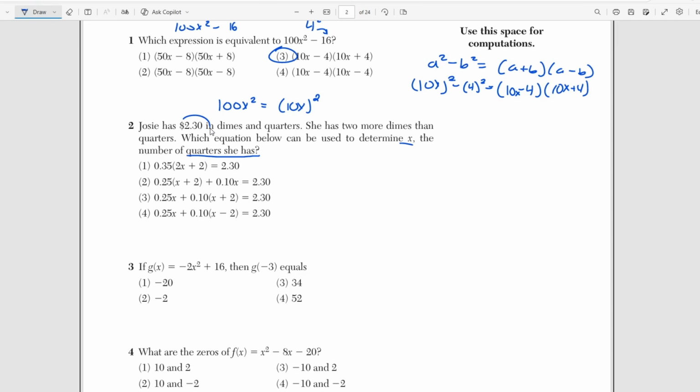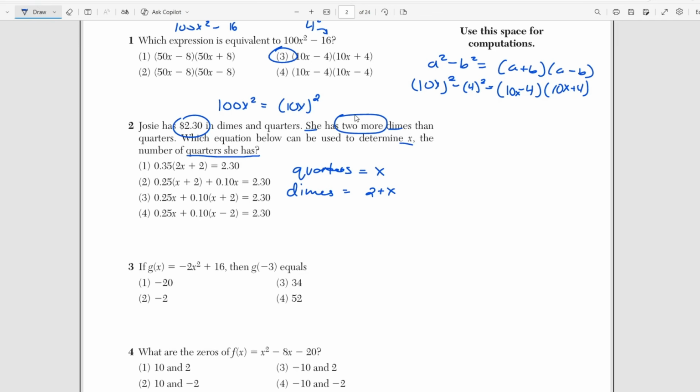So in this case, we know the total value of her coins. We know that the number of quarters that she has is equal to x, and the number of dimes that she has is equal to 2 plus x. So how did I figure that out? Well, I know by reading this, it's describing how many dimes she has because it's saying that she has dimes, okay? How many dimes does she have?